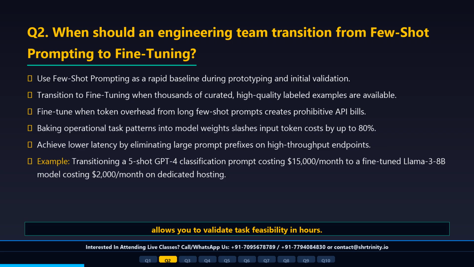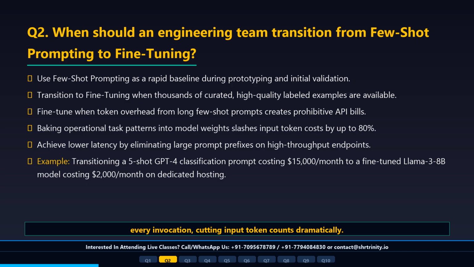However, as your application scales to millions of requests, carrying 5 or 6 heavy examples in every single API call introduces massive financial and latency overhead. You reach a tipping point where fine-tuning becomes mathematically necessary. Fine-tuning updates the actual model weights, essentially baking the required task format and reasoning style directly into the network. This eliminates the need to pass context examples on every invocation, cutting input token counts dramatically.